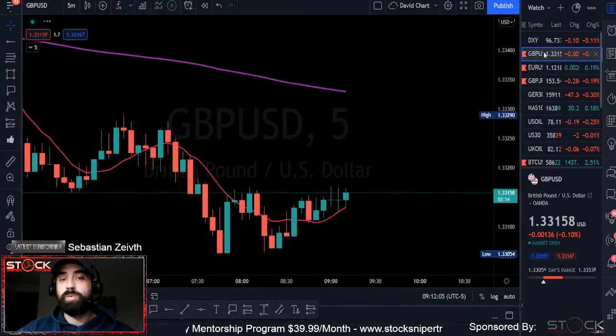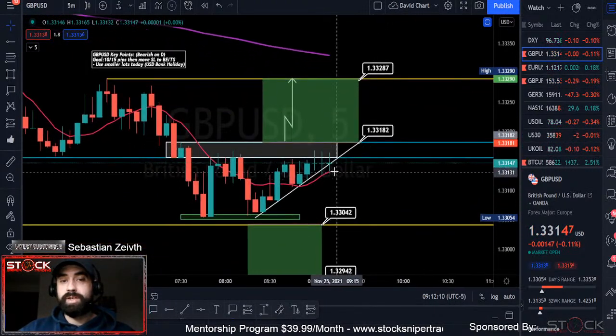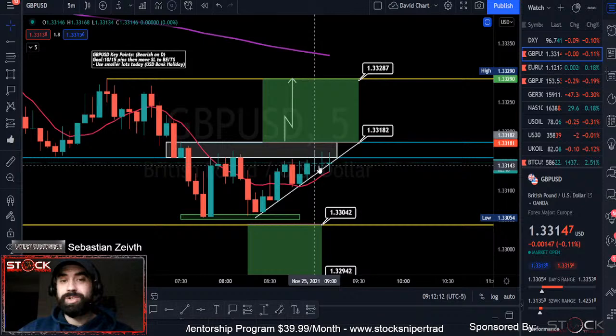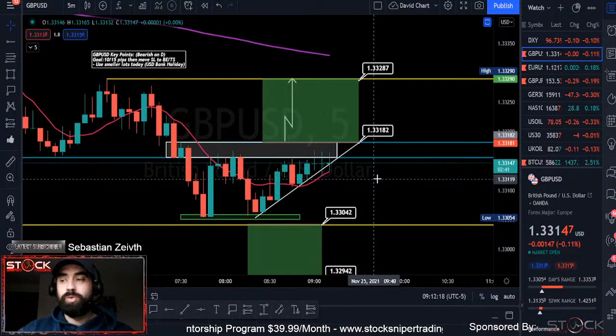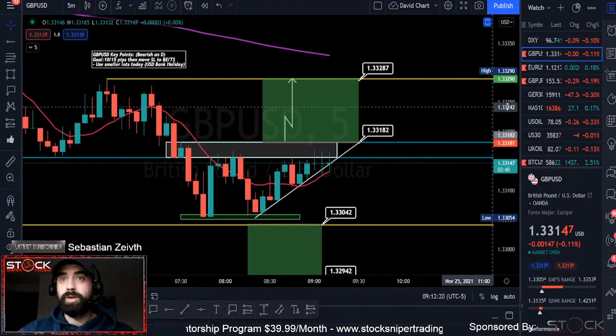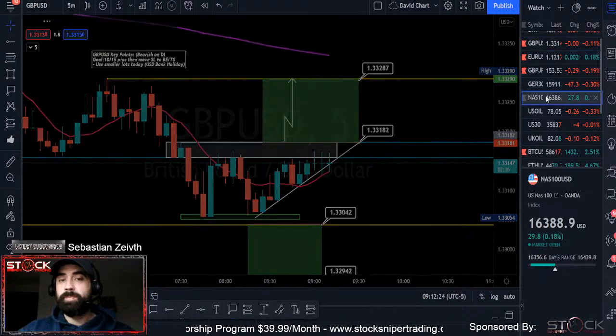Check GBP USD 1 second. Look at this. Okay, you can see GU. Look at this, guys. Look at the doji. Look at this. Doji, doji, doji. Indecision, guys. GU, no move. No big moves just yet. All right. So let's check out our Nasdaq.